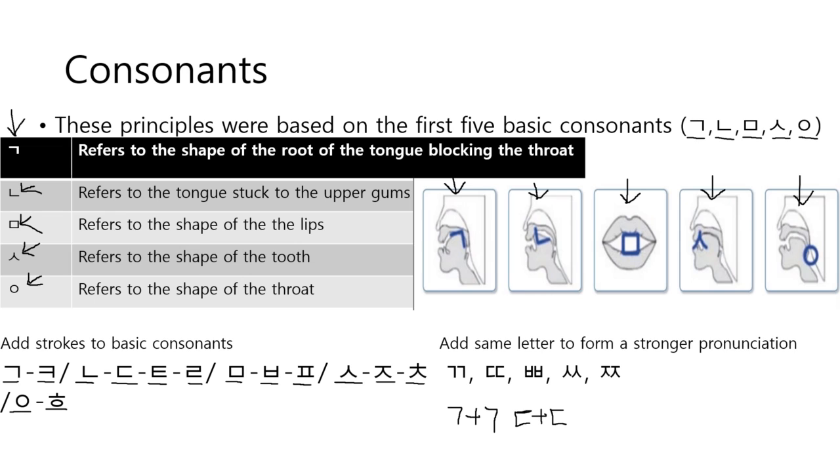And this is the only group where we can add the same letter to form a stronger pronunciation. There is no consonant such as this, or something like this. Only these can be doubled to form a stronger pronunciation.